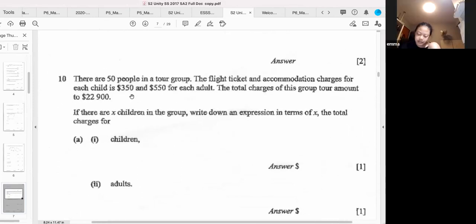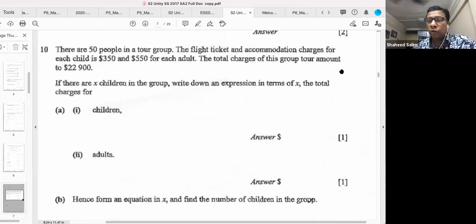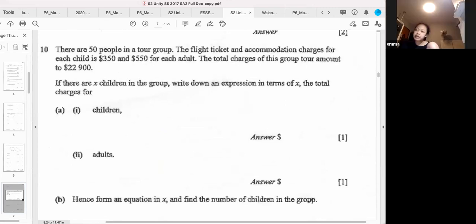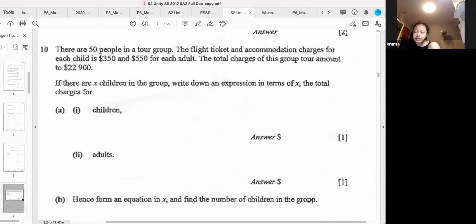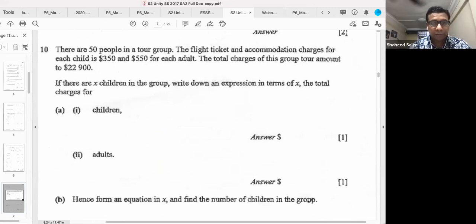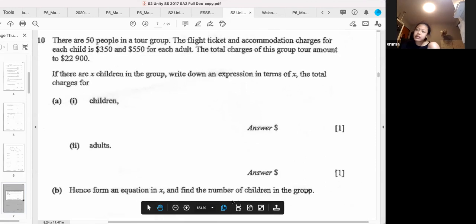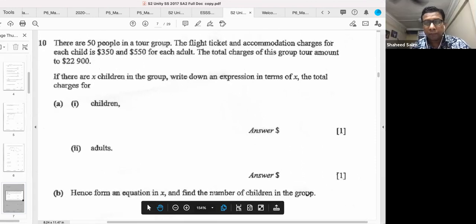Okay. Have you got an answer for this one? Okay, what's your answer? 350x. Okay, well done. What about part 2? 550x, is it? Okay, the last one? Can you find a number of children? No. Okay.